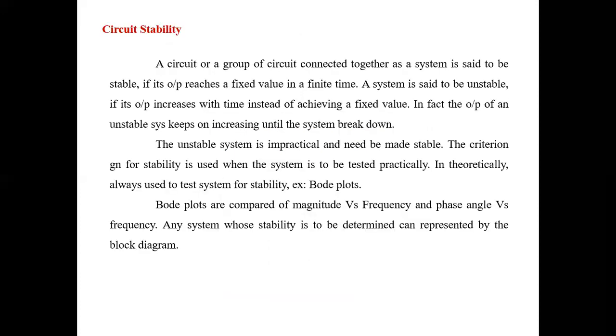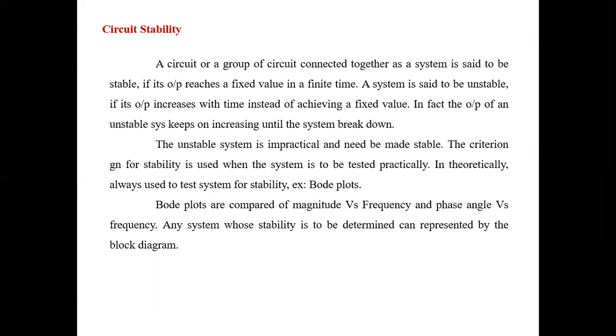Next is circuit stability. This is another AC characteristic. A circuit or a group of circuits connected together as a system is said to be stable if the output reaches a fixed value in a finite time. The system is said to be unstable if its output increases with time instead of achieving a fixed value. In fact, the output of an unstable system keeps on increasing until the system breaks down.